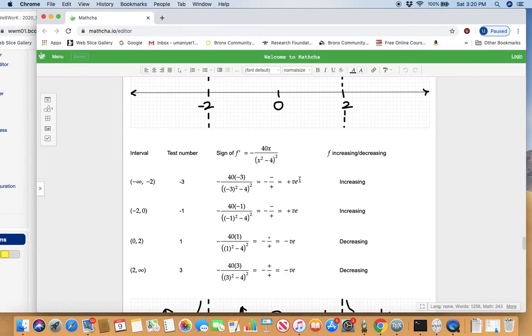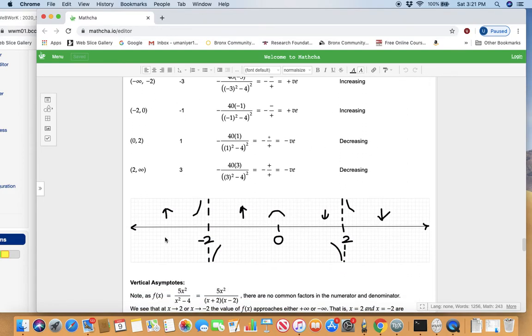When derivative is positive, my function is increasing. When derivative is negative, my function is decreasing. So f increases or decreases based on the sign of f prime. Okay, what's the purpose of this? Well, here we go. My first interval I am increasing, second interval I am increasing, third interval I am decreasing, fourth interval I am decreasing.